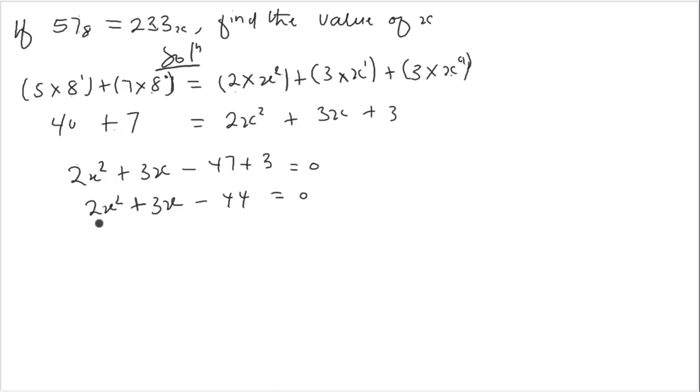So, 2 factors of the constant that add up to give me 3x. If I multiply this by this, I'll get 88, so in this case minus 88. And I'm looking for the 2 factors which add up to give me 3. Then I can see 11 and 8, so minus 8 and 11. Minus 8 and 11 will add up to give me 3x. So 2x squared plus 11x minus 8x minus 44 equals 0.